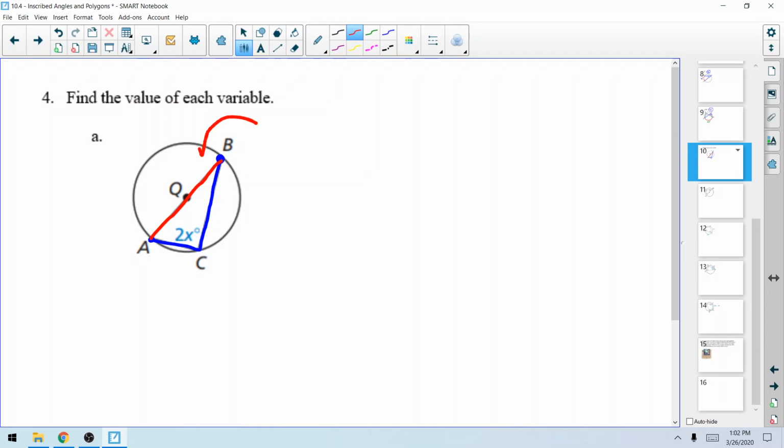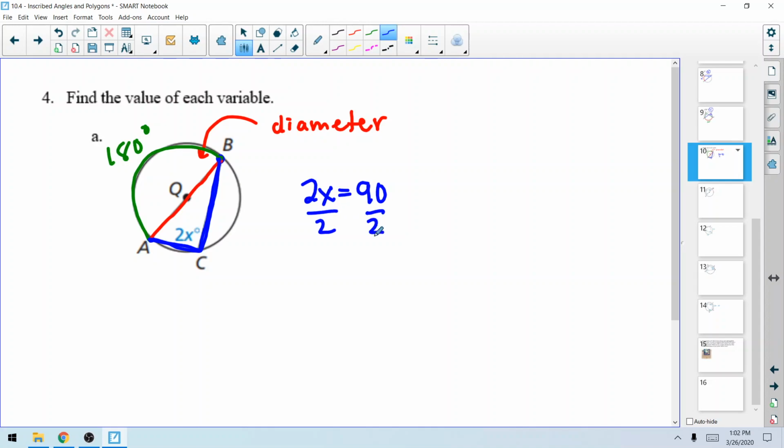And hopefully you're thinking, okay, well, that is a diameter, which means the actual intercepted arc is half of the circle, which is 180 degrees. Which means if we're taking a look at this angle, that angle would have to be half of 180 degrees, which is 90. So we know 2x has to equal 90 degrees. Divide by 2. X is 45.